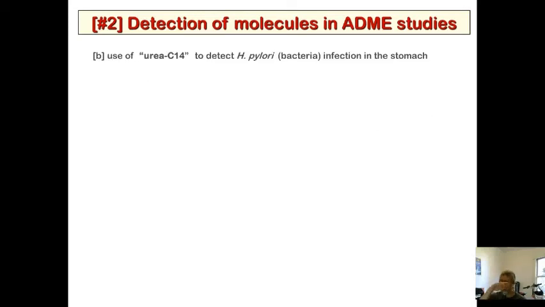Okay, and then one use of C14 is urea C14. Urea C14. And this is used to detect H. pylori, which is a bacterial infection in the stomach. And you'd be administered urea C14, which is urea, which is NH2, C double bond O, NH2, with the carbon radioactively labeled.